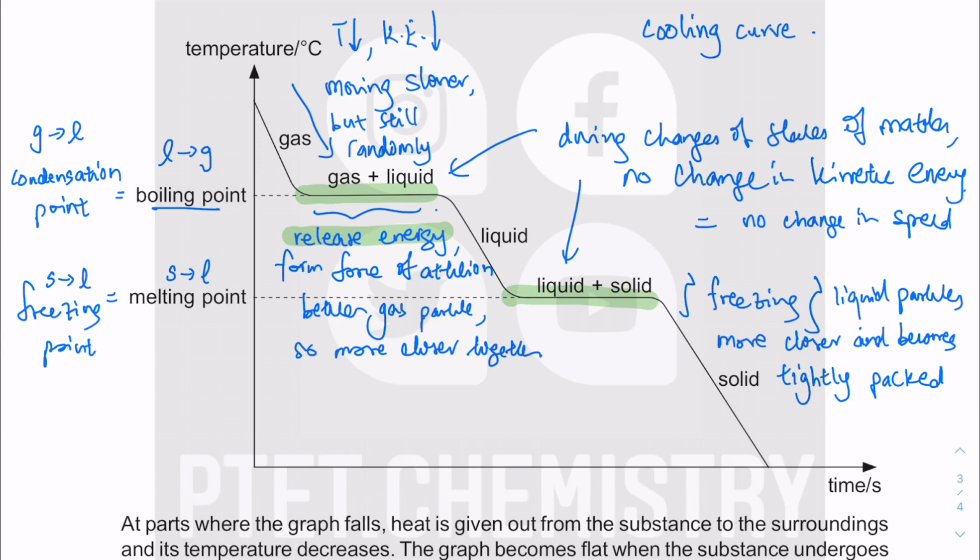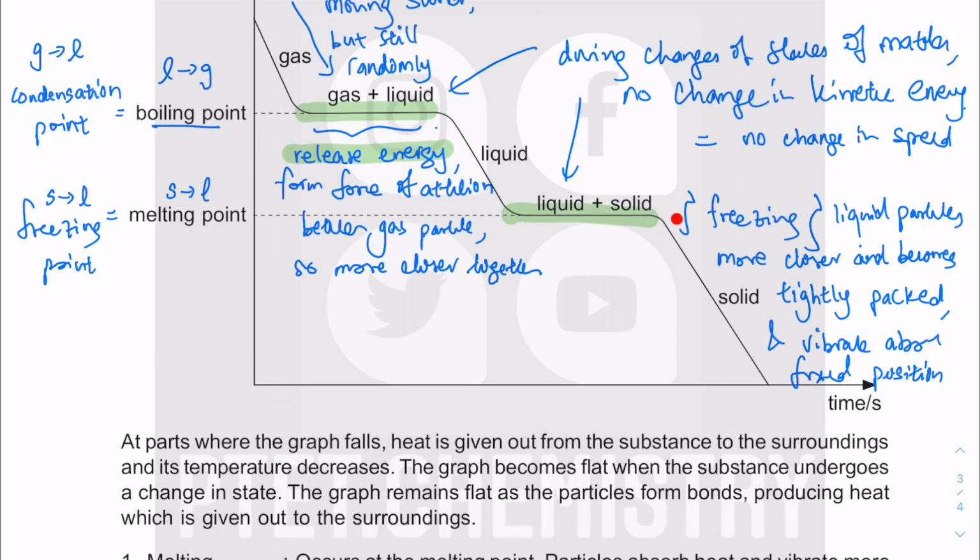describing what happened from the liquid particles, which can slide past each other. Now they just become tightly packed and vibrate about fixed positions. So it's the change from something to something else, okay? Whereas by the time you finish freezing, there's no more liquid. That's why all of it is just solid, and the solid particles are just vibrating slower.